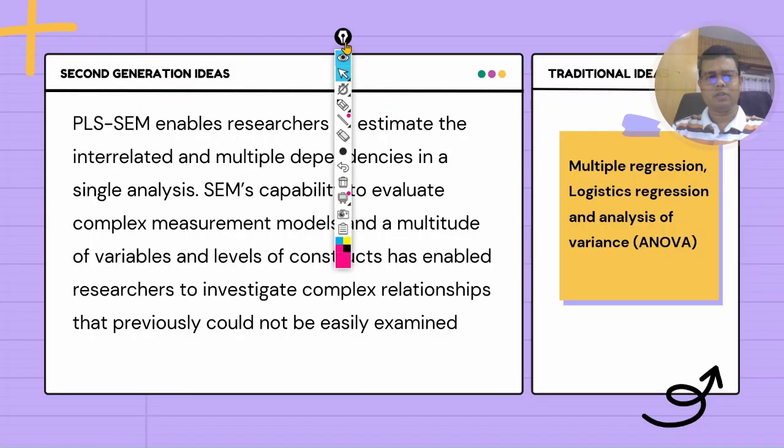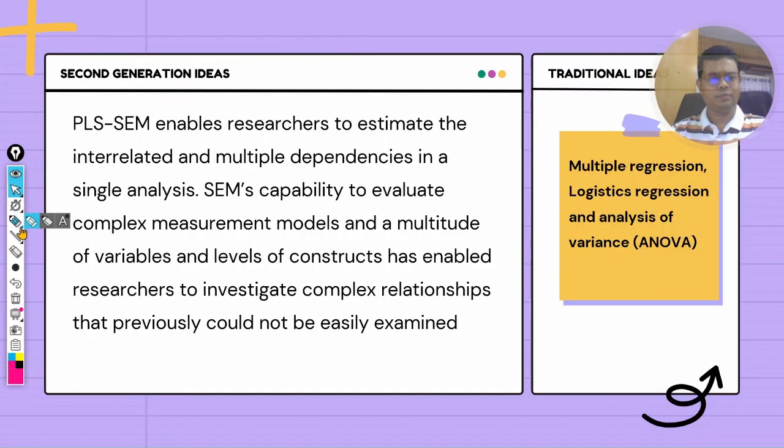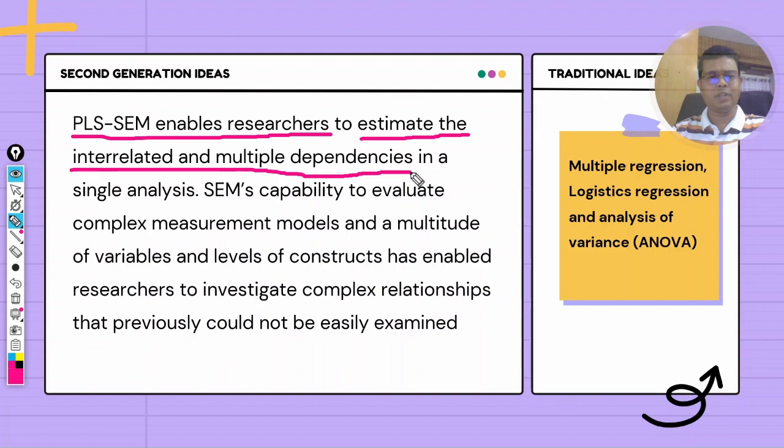Okay. So if you see here, PLS SEM enables researchers to estimate the interrelated and multiple dependencies in a single analysis. So if you use the traditional way, you cannot do this actually.